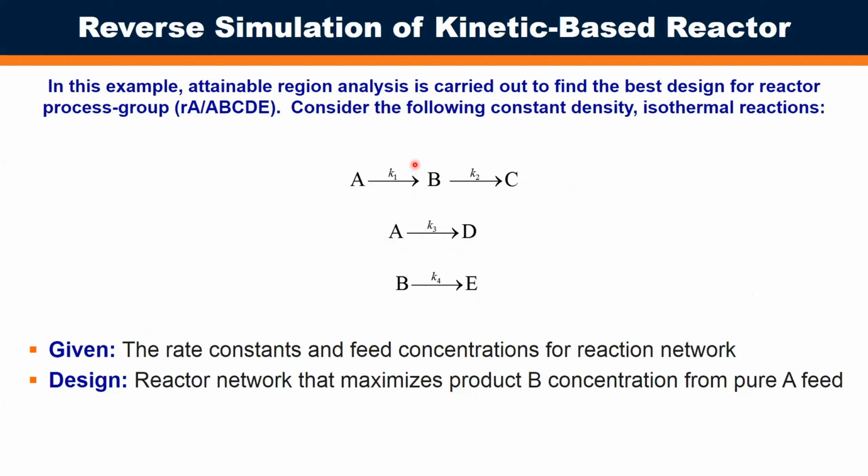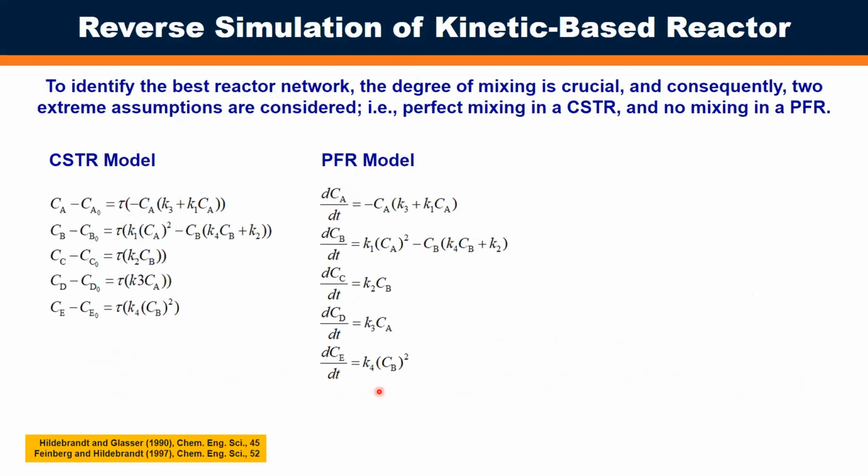What we're given, in this case, are the 4 rate constants, and we have the feed concentration of what's going into the system. What we're hoping to design is a reactor network that maximizes the product B from pure A. In order to look at these types of reactor networks, the degree of mixing is really important. So we're going to look at 2 extremes. One is perfect mixing, which would be a CSTR model, which you can see on the left, and a plug flow model, which has no mixing, which is the model right here on the right.